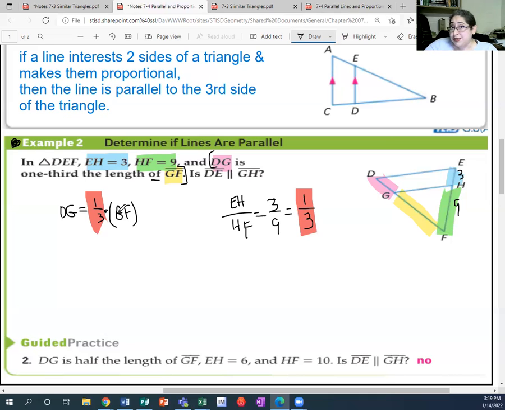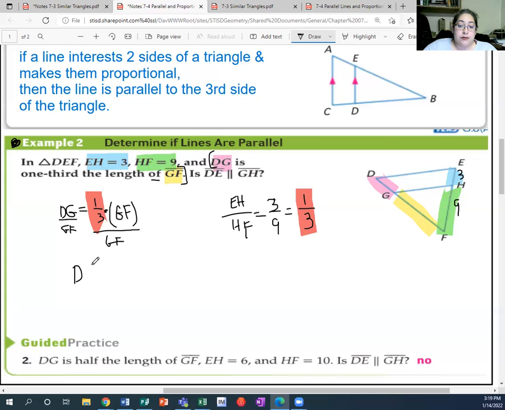Well, what's the opposite of multiply? Yeah, divide. So I'm going to divide both sides by GF. I can totally do that. GF isn't going to be 0 because GF is going to have a length. It's some sort of positive number. I don't know what it is. I don't care what it is, but I know it's not 0, so I can divide by it.